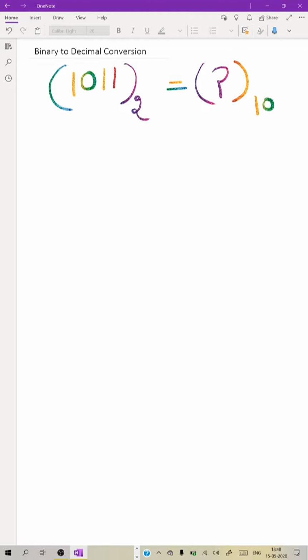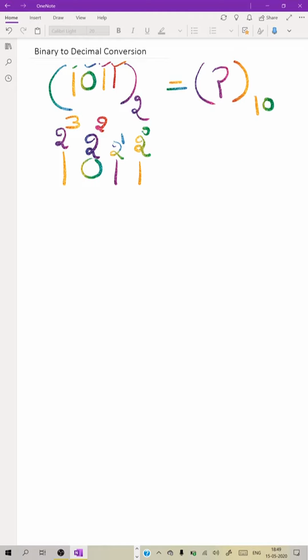So you can write down the number in the same way. 1, then 0, then again 1, and then this 1. Don't change anything. After that you can start from the right side. From here you write 2, and you start the power of 2. The power of 2 is 0. After that you write 2 raised to power 1, then 2 raised to power 2, then 2 raised to power 3.